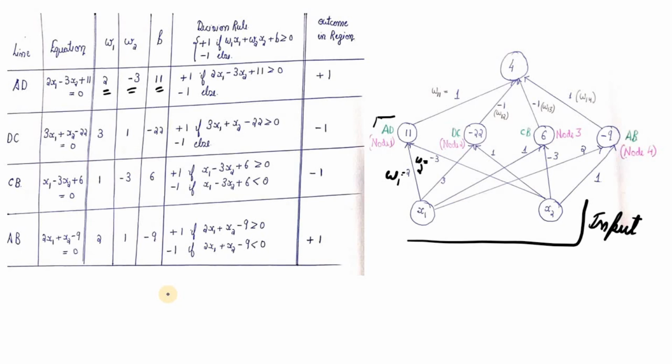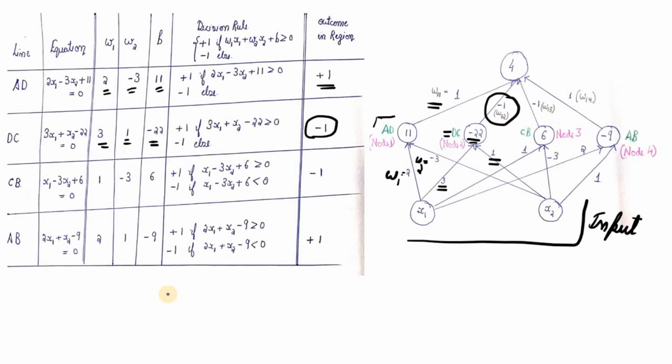Now, whatever decision is taken, or you can say the outcome in the positive region, it's going to come over here. Likewise, if I consider the node DC, the x1 and x2 are going to be as they are in the input layer. The W1 is represented here, the W2 is represented here, 3 and 1 respectively. The bias term is represented inside the node of the hidden layer, and the decision which we are taking, the value of minus 1, is represented over here.